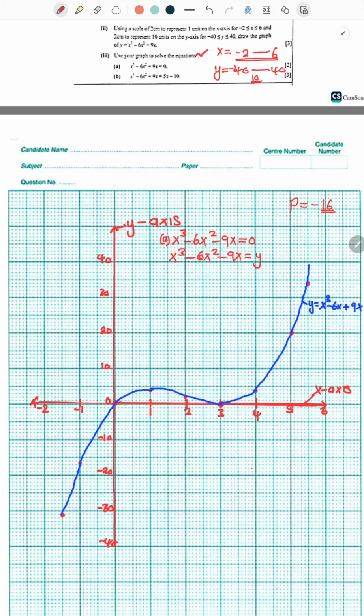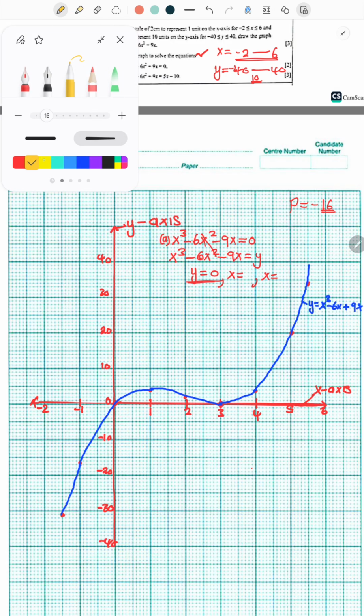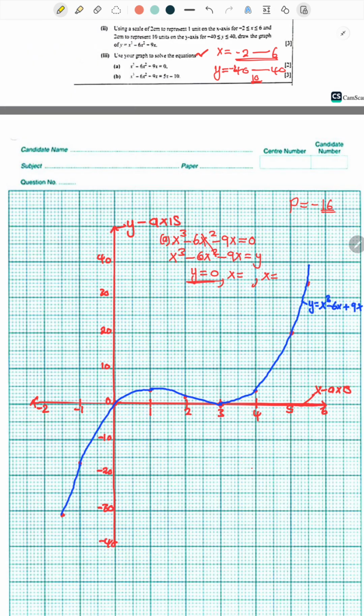Then notice that these two equations are similar, so you are going to cancel whatever is similar. When you cancel out, you're going to remain with y is equal to 0. Now, if y is equal to 0, what is going to be your x? So y is equal to 0 is this particular line.